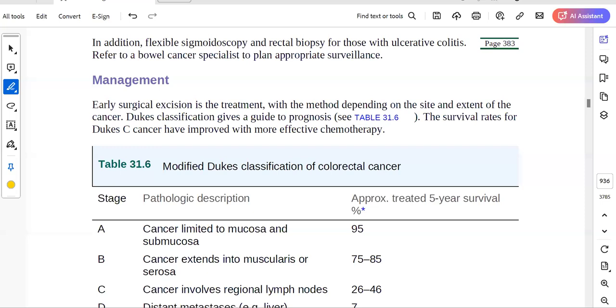Do we give low dose aspirin even if no family history? Yes. So it's usually given for everyone above 50.